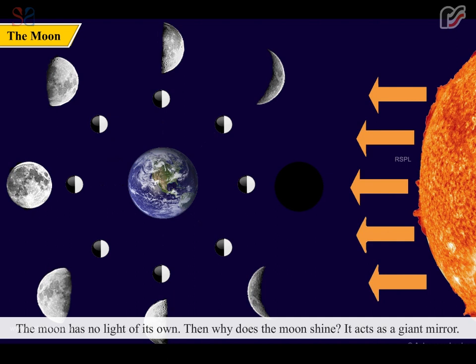The moon has no light of its own. Then, why does the moon shine? It acts as a giant mirror. The moon receives light from the sun and reflects it to the earth.